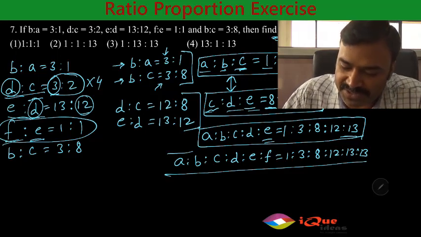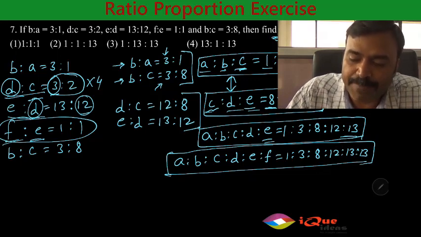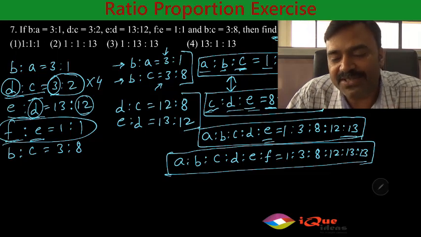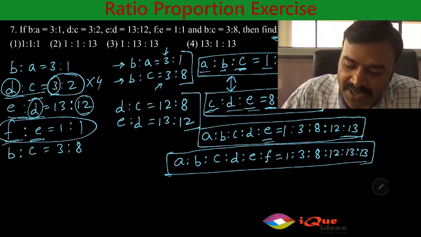So don't worry about it. Just combine the ratios, or you could have gone stepwise. First you could have calculated A is to B, then A is to C, then A is to D, then A is to E, and then A is to F. So at the end of the day it is going to be the same procedure. Alright.